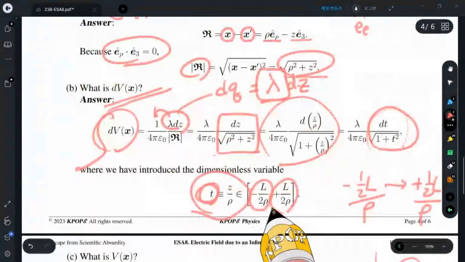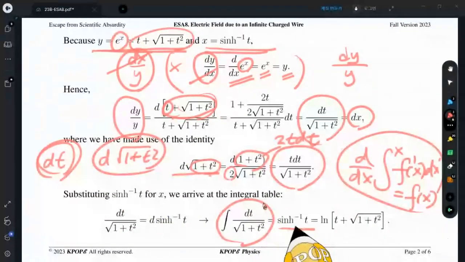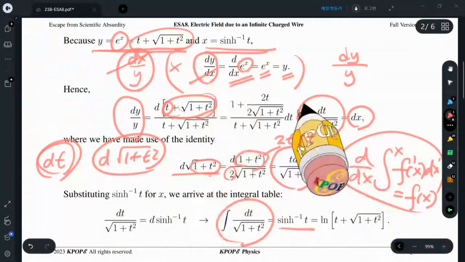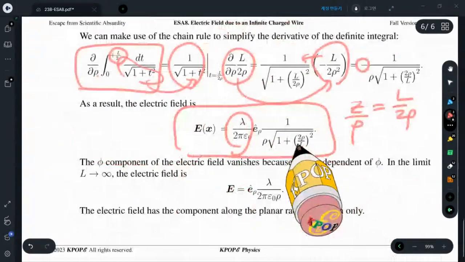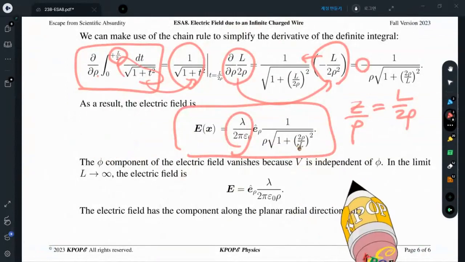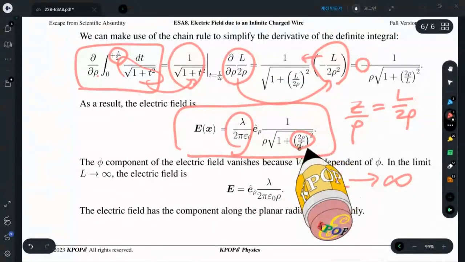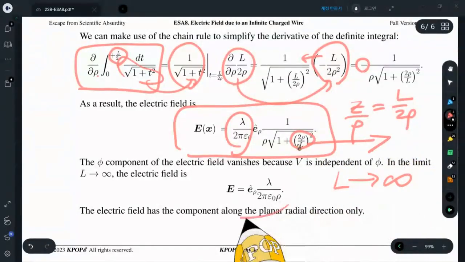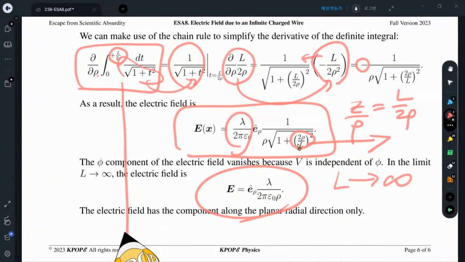Here I did not make use of this complicated derivation for the sine hyperbolic function. You could have used this table, but it is stupid. We have a very simple theorem to find the answer directly. Then you take the limit L goes to infinity. If L goes to infinity, this contribution vanishes. So this is the electric field due to a uniform charge distribution along a straight wire.